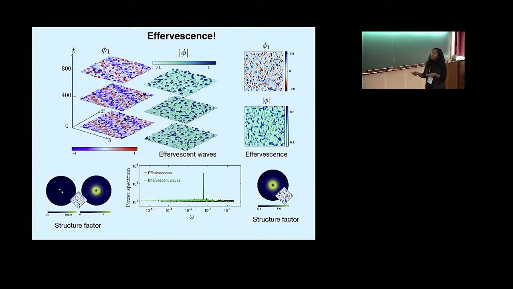But there are also other parts of the phase diagram where there are these density oscillations in the background, but we do not see a clear enough traveling wave, which we term effervescent. So it comes in these two forms.